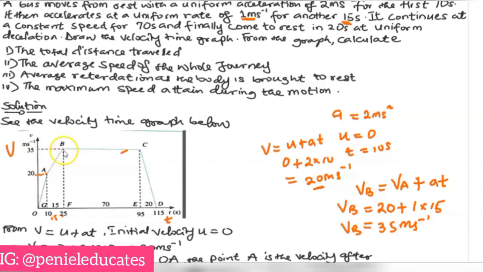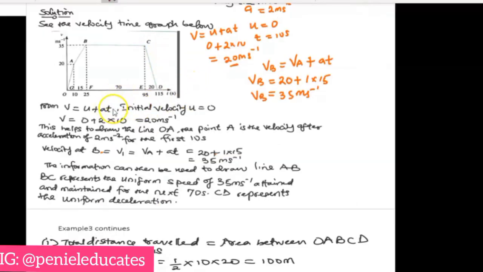Then we now look at that. It continues with a constant speed for 70 seconds. So it now moves like this for the next 70 seconds. So if you add 70 to this, you are going to have 95. We get to this place at 95 seconds. Then it comes to rest in 20 seconds. So at 20 seconds, it comes to rest. So 20 plus this will be 115. Then we draw the deceleration to come to rest in 20 seconds. Once that is done, you can completely draw your velocity-time graph as shown here.